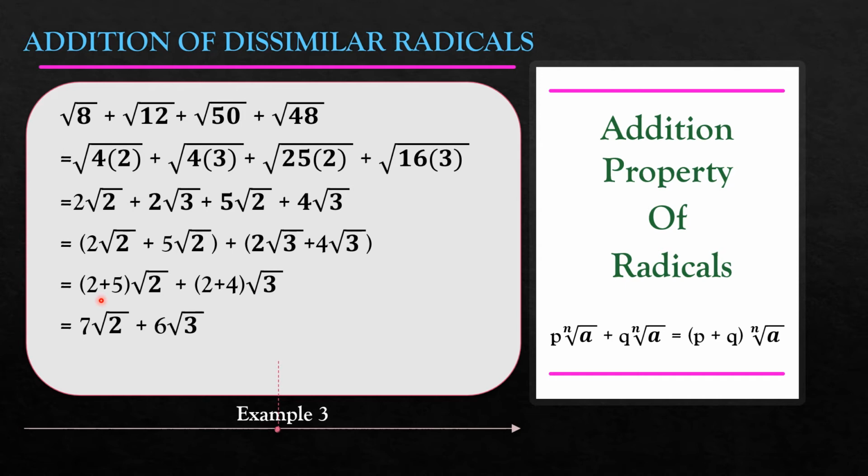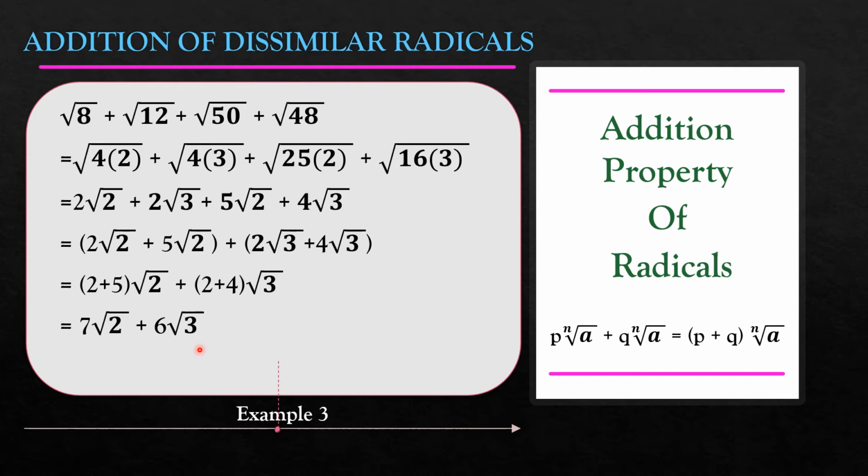And then, simplify 2 plus 5, that is 7. Copy the common radical, square root of 2. So we have 7 square root of 2. And then here, 2 plus 4 is 6. Copy the common radical, square root of 3. So ito na po yung ating final answer.